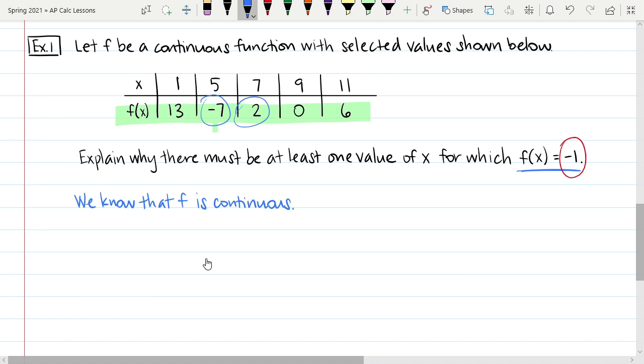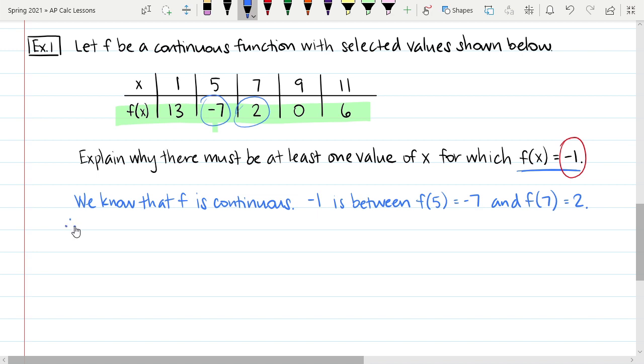So I can now say that -1 is between f of 5, which is -7, and f of 7, which is +2. So I've now stated the second condition for the intermediate value theorem.